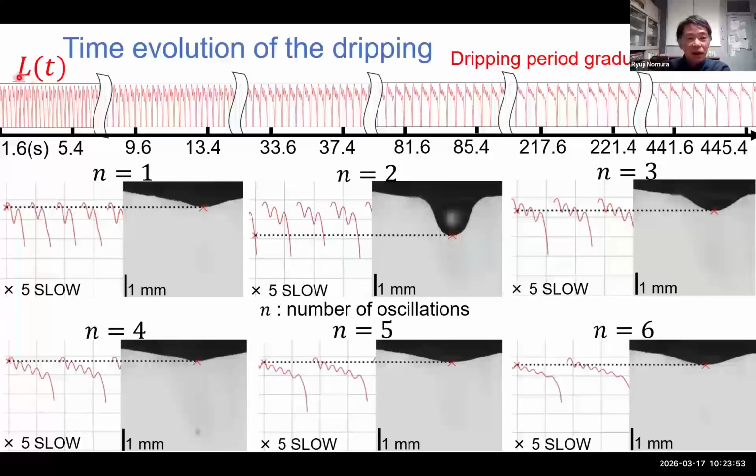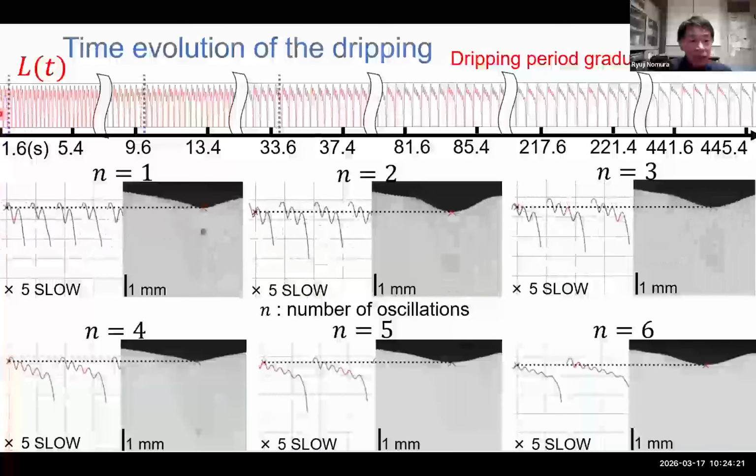Okay, this is the length of the droplet as a function of time on a very large time scale. This is about 8 minutes. So over 8 minutes we observe the dripping from just after the scoop to the end of the dripping when the cup becomes empty. And during this process, the flow rate is gradually decreasing.